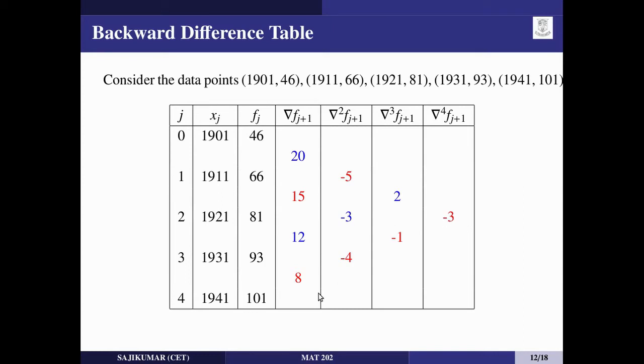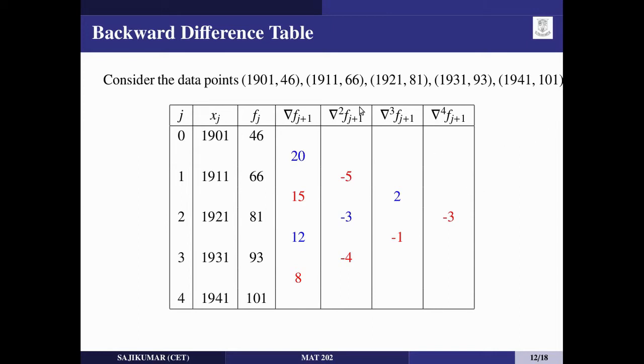Now we can see a backward sloping straight line in which the differences are written. So this 8, minus 4, minus 1, minus 3 are the higher order differences of 101. This 8 is the first backward difference of 101, this is the second backward difference of 101, the third backward difference, and the fourth backward difference of 101 is minus 3. Similarly, the next backward sloping line, 12, minus 3, 2, contains all the higher order backward differences of 93. 15, minus 5 are the higher order backward differences of 81, and 20 is the backward difference of 66.